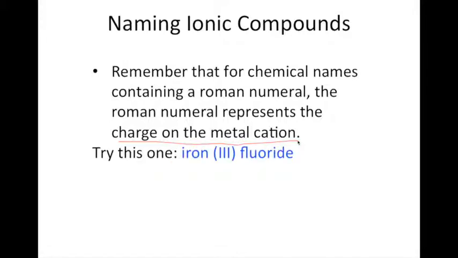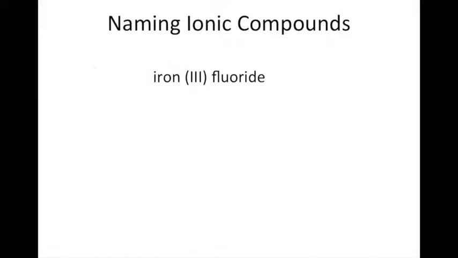So let's try this one, iron 3 fluoride. Pause the video and see if you can write the correct chemical formula going through those steps. Okay, so iron 3 fluoride, the first thing we want to do is write the symbols and the charges on our cation and anion. Iron is a +3. How do we know that? Because we're given the Roman numeral 3, and that tells us the charge on the iron cation. Fluoride, we know, is a -1 charge.